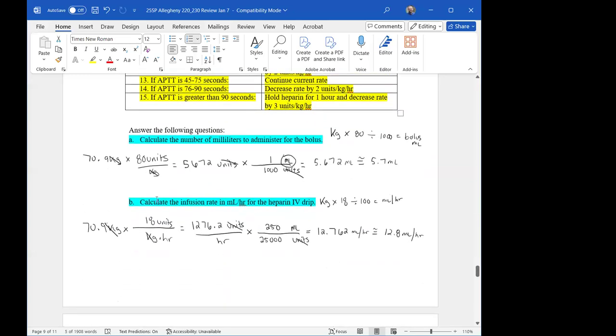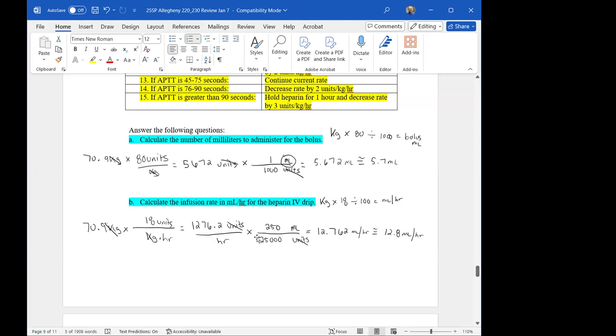So you're going to take the patient's weight, 70.9, times 18 units per kilogram per hour. Kilograms cross out, and then we're in units per hour. So 1,276.2 units per hour. We're going to then convert units per hour to milliliters per hour.